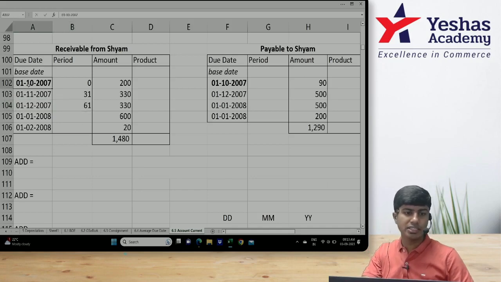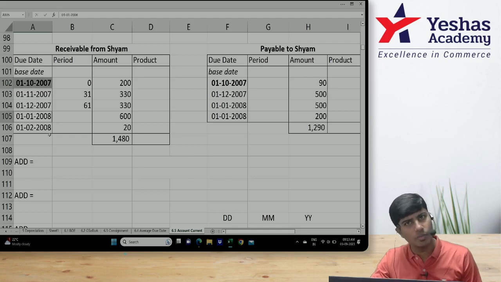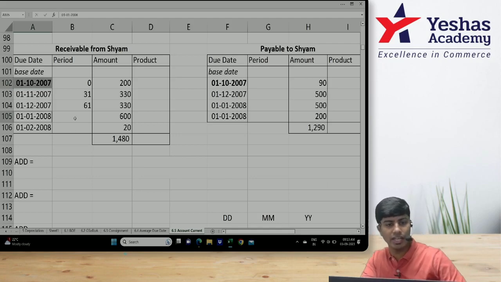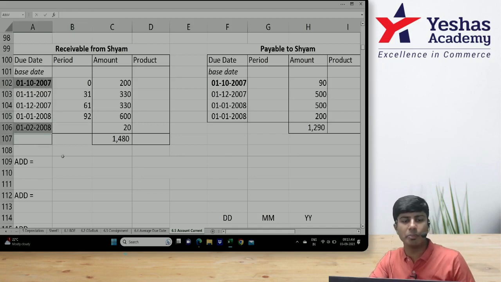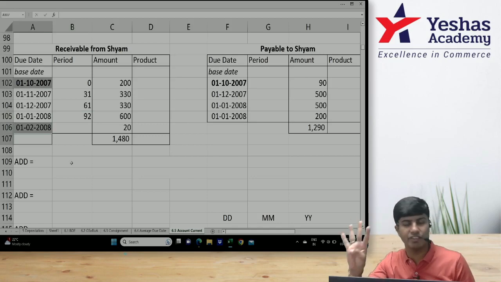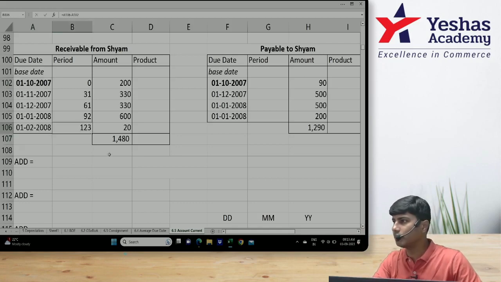61 days. Next, 1st of October to 1st of January. 30 days in October, 30 days in November, 31 days in December, 1 day in January. 1st of October to 1st of February. 30 in October, 30 in November, 31 in December, 31 in January, 1 day in February. Are you doing it with me?